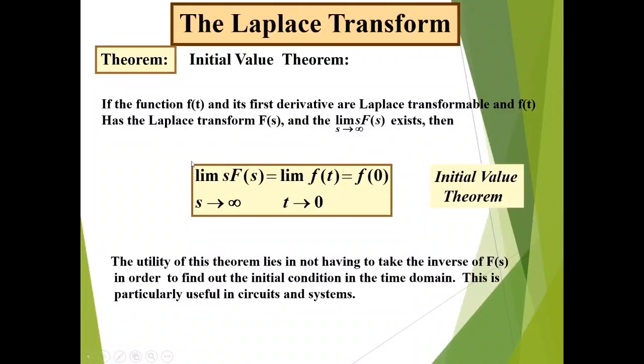So we have to remember the formula inside the box. That is the initial value theorem. That's why it is initial value, so it is f of 0.